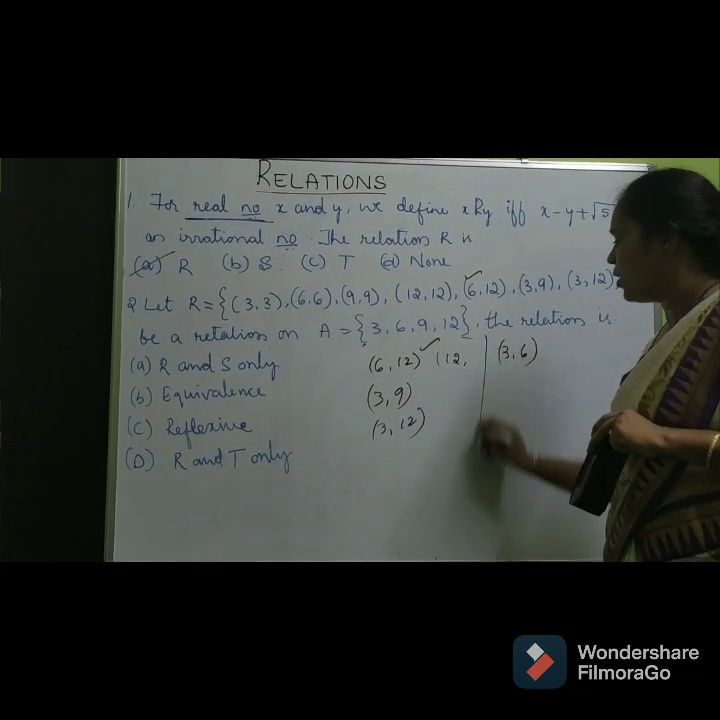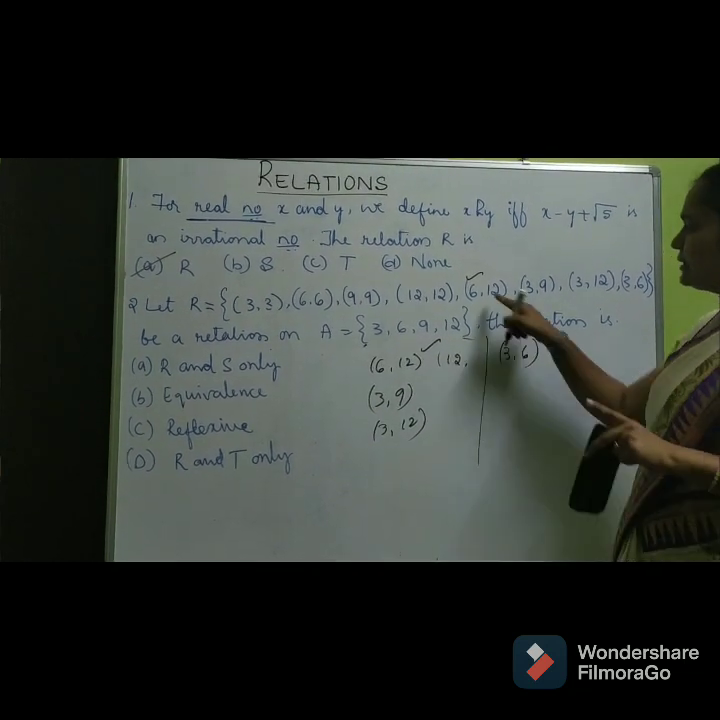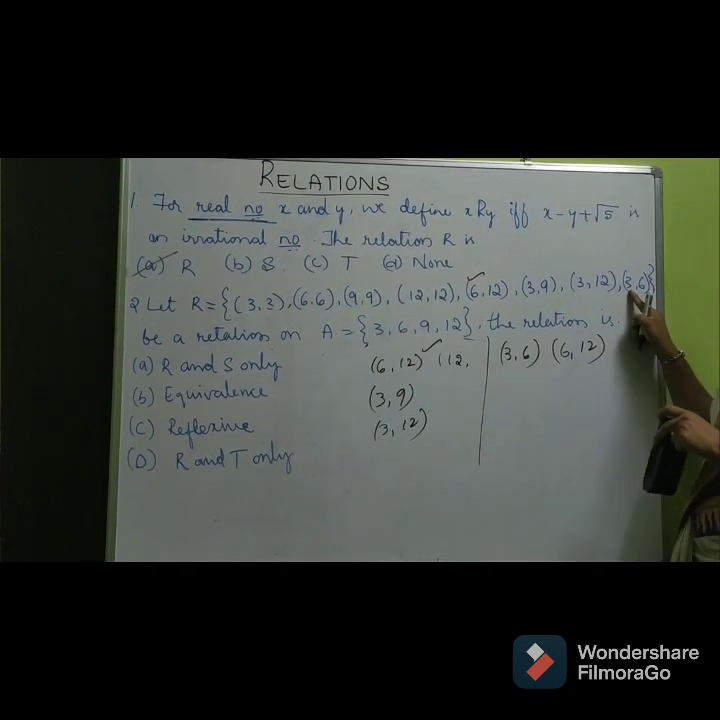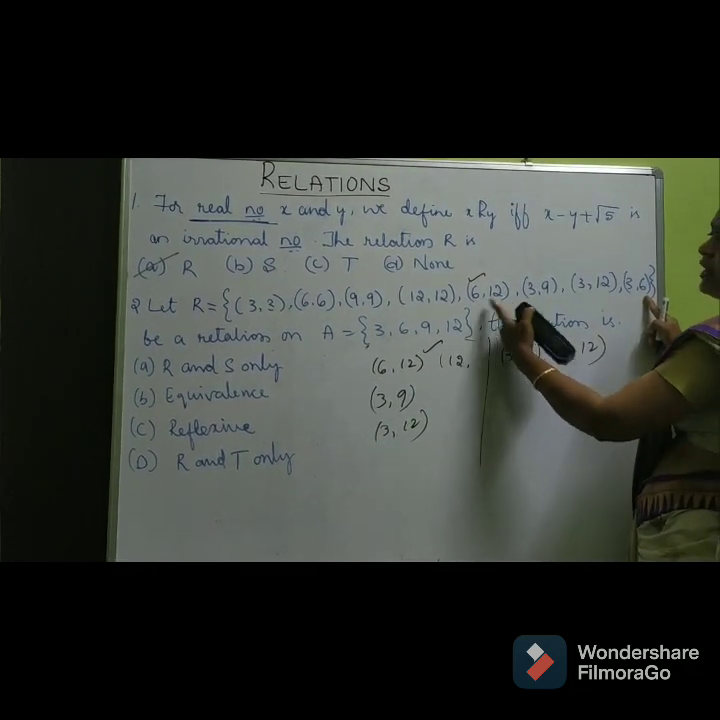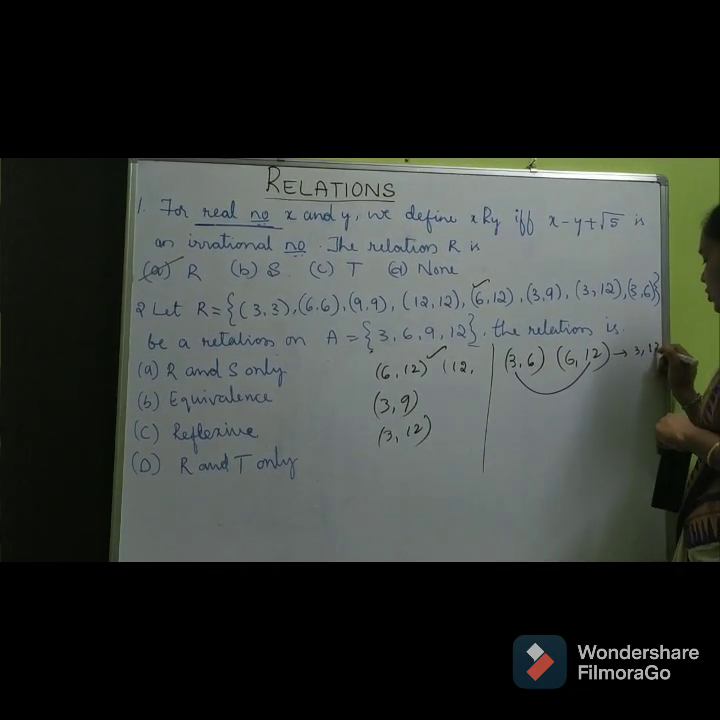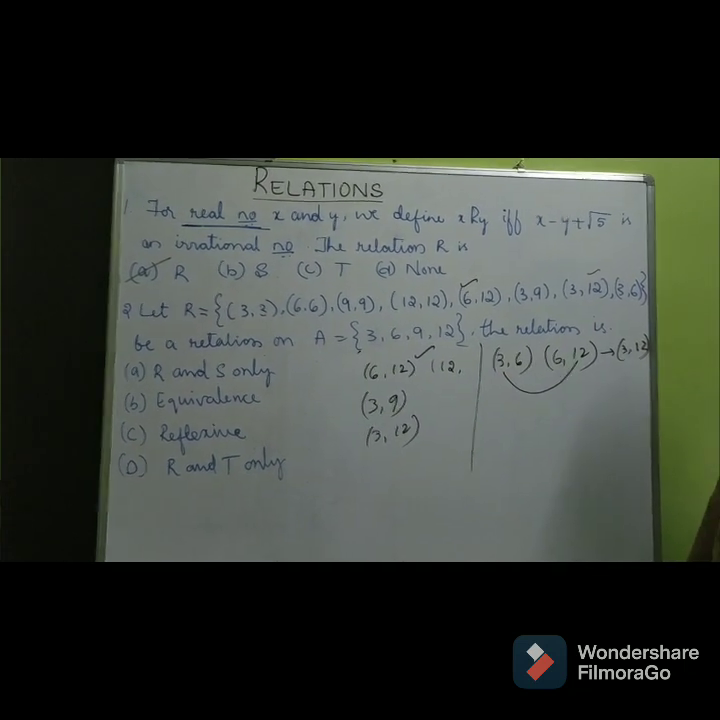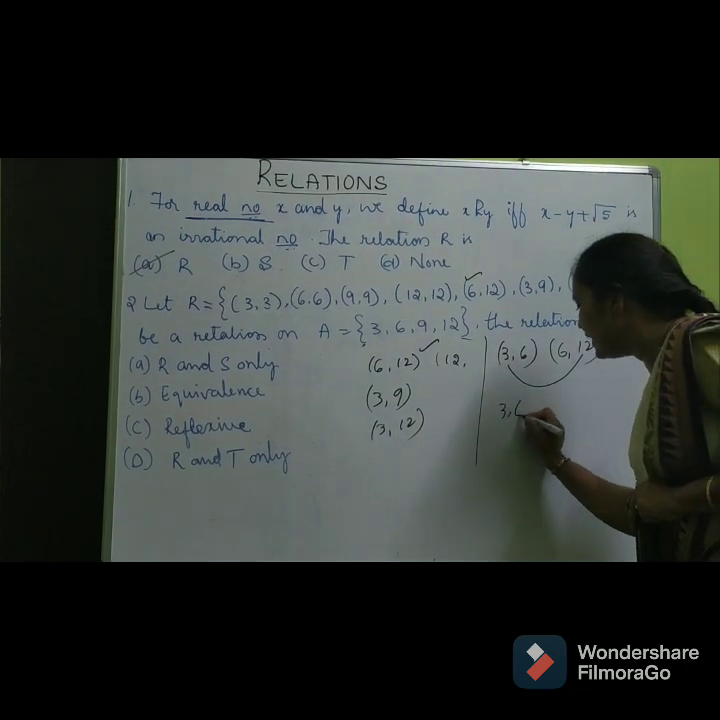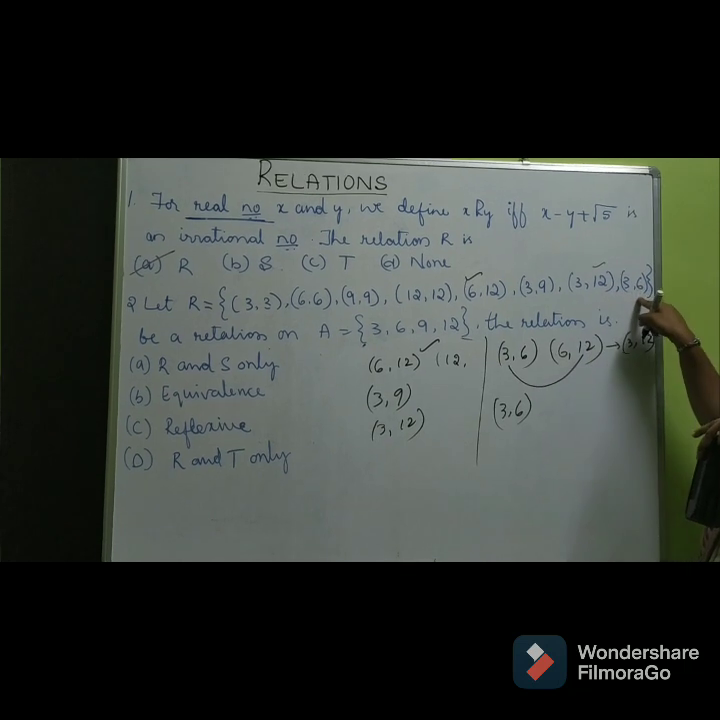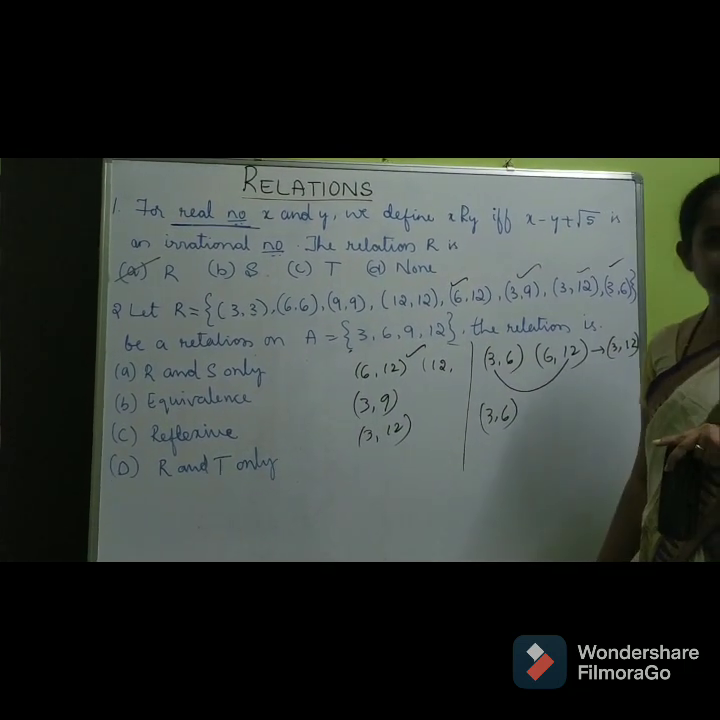3, 6. Okay. 3, 6 is there. From 6 is any ordered pair there? See here 6, 12 is there. You see 3, 6 is there, 6, 12 is there. Definitely 3, 12 must be present. Look here, 3, 12 is also there. Okay. So 3, 6. Is there any other ordered pair which starts with 6? No. So everything follows the transitive law.